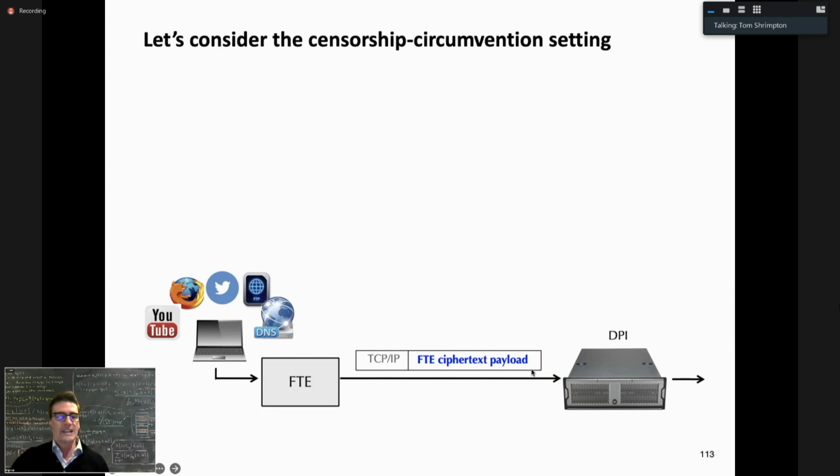Then you wouldn't want it to be the case that your payload is just random bytes, because that itself becomes a tell that you're using encryption. So you must be trying to hide something. So what you'd like to be able to do instead is take your plain text traffic, the things that you're looking for or watching or whatever, and have those be encrypted into something that is going to pass the DPI device. It's going to look like a valid HTTP message, for example.